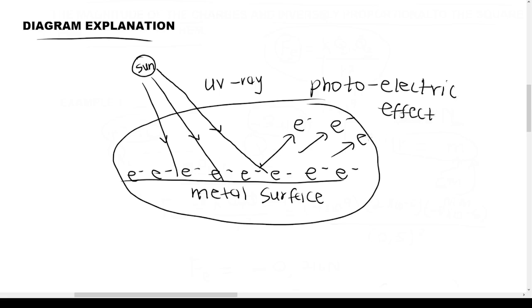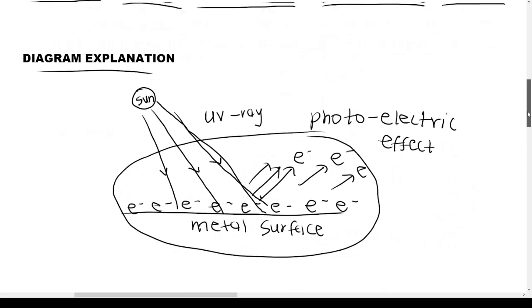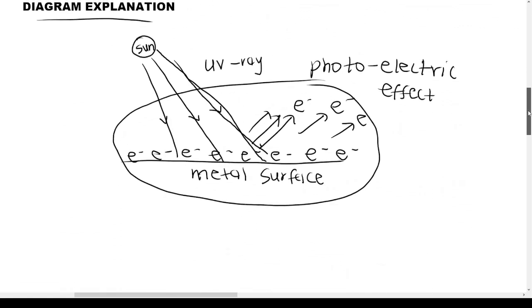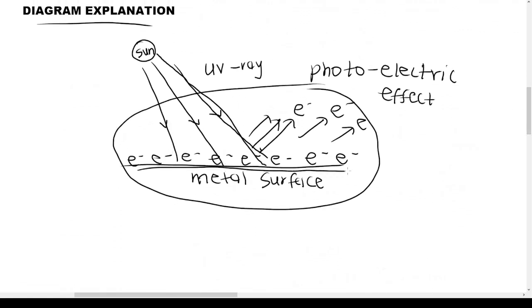Okay, so what is photoelectric effect? In simple terms, we can say it is a process whereby light of a certain frequency strikes a metal surface and then electrons become removed from the metal surface. So that is a simpler version of defining the process of photoelectric effect. It's just a process whereby light strikes a metal surface and then these electrons from the metal surface jump off the metal surface. They move away from the metal surface.